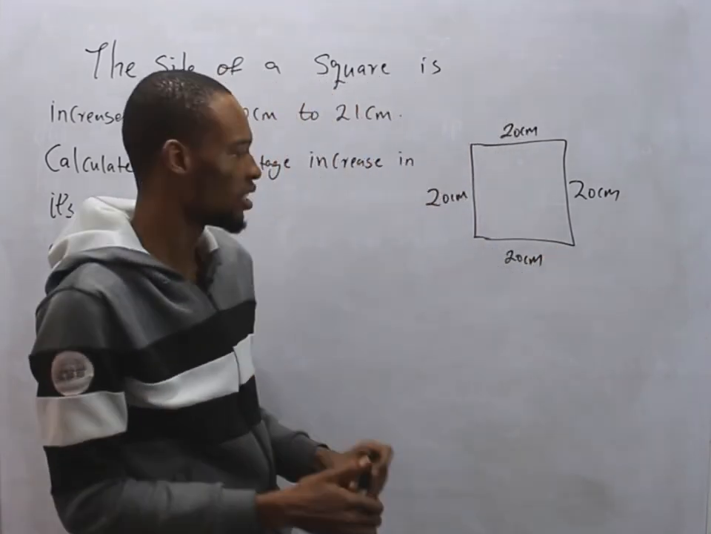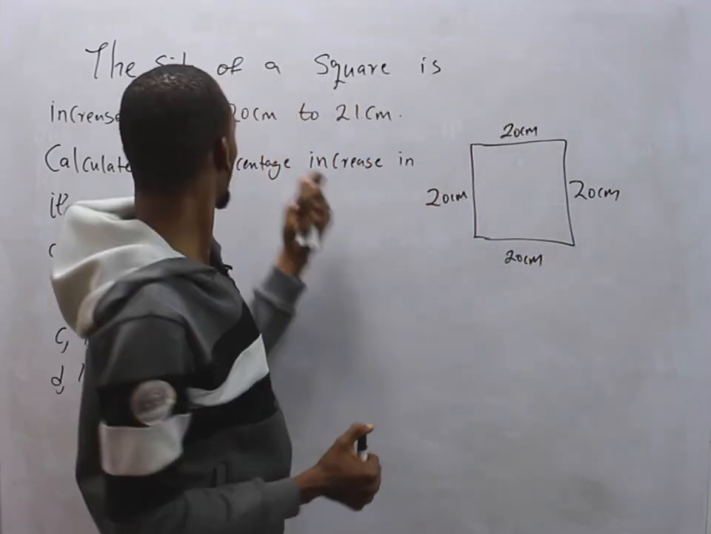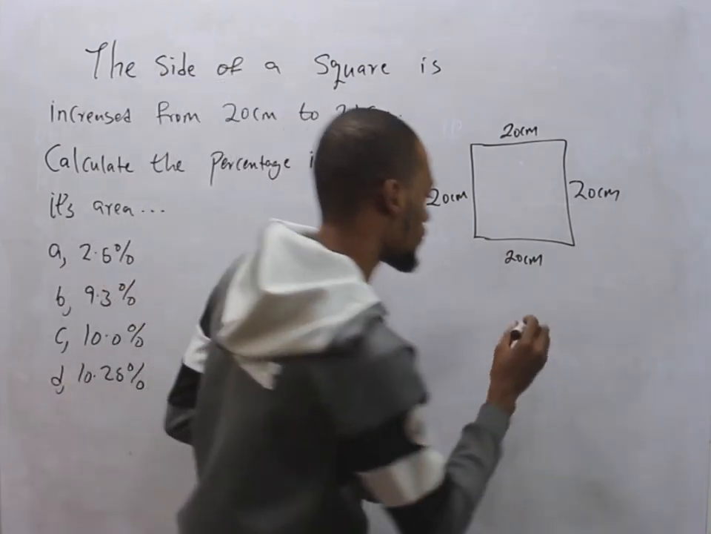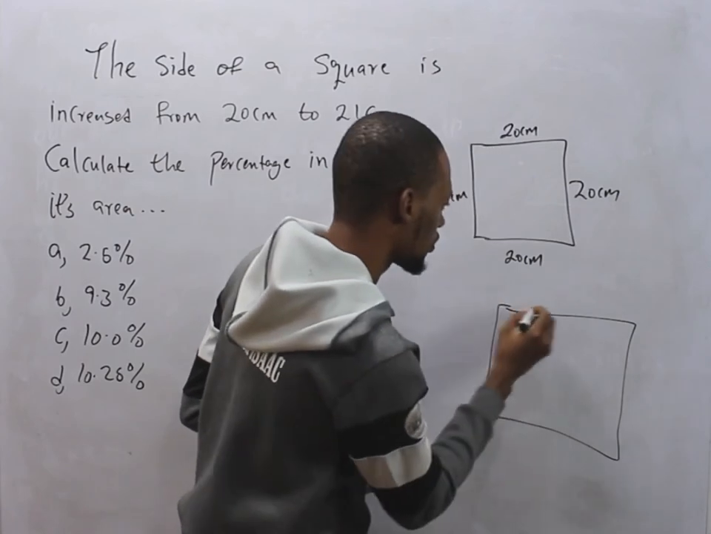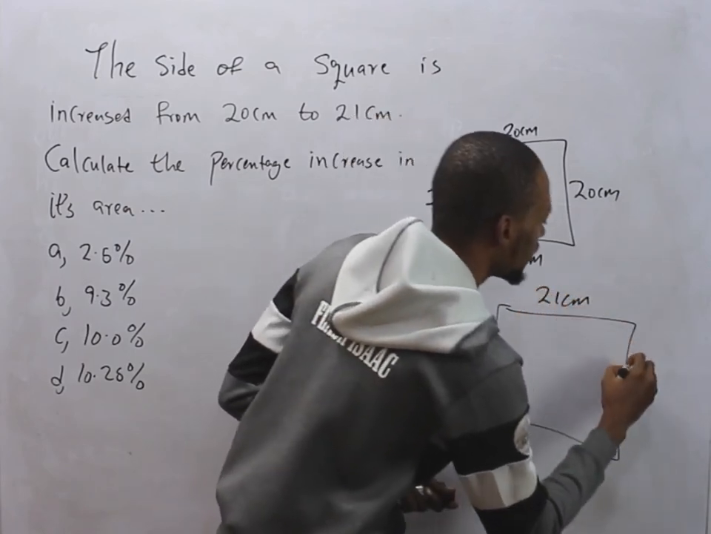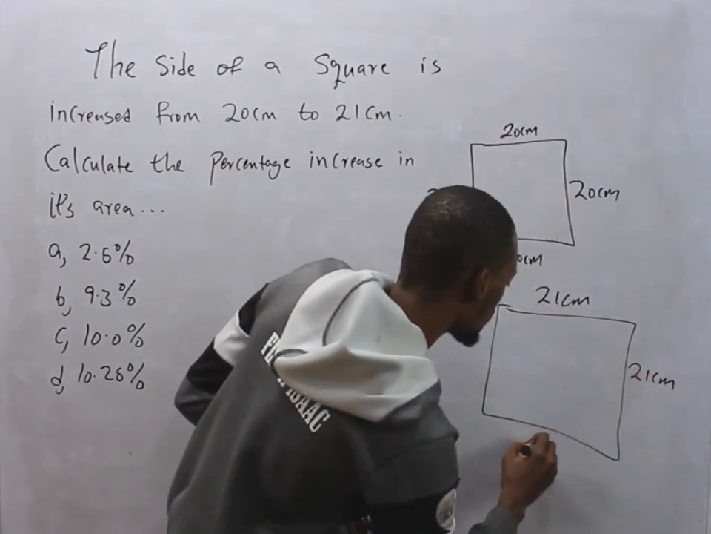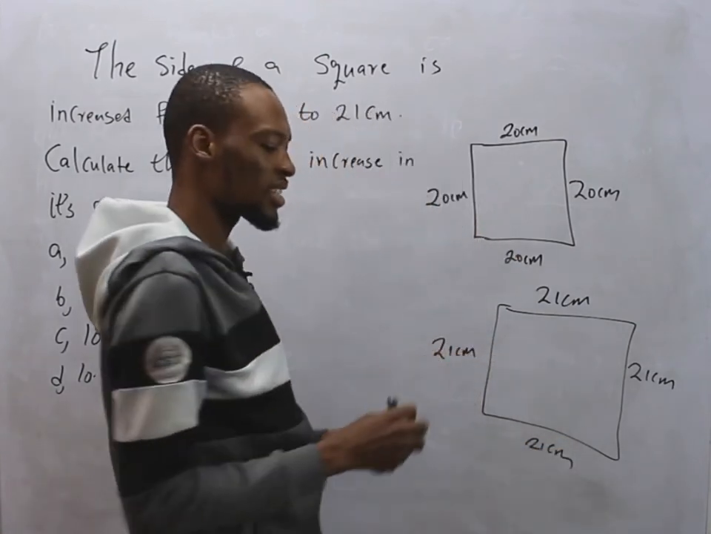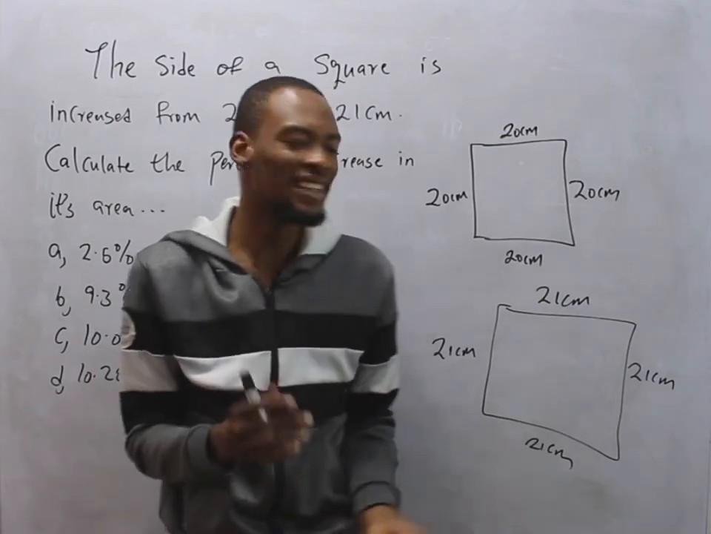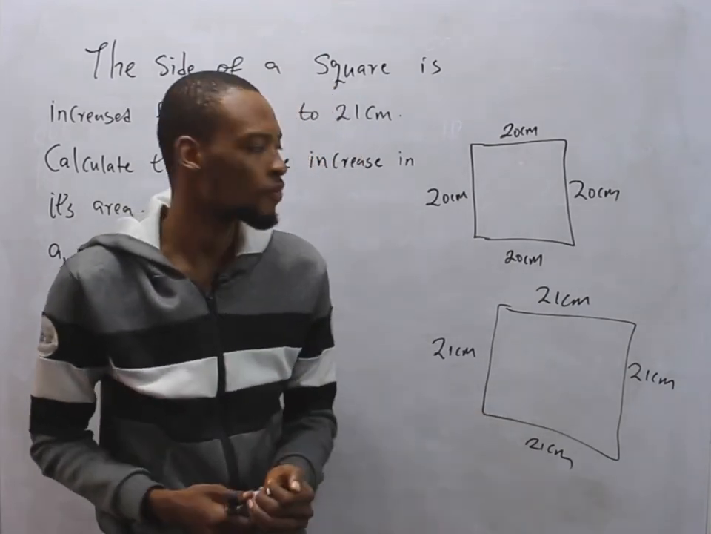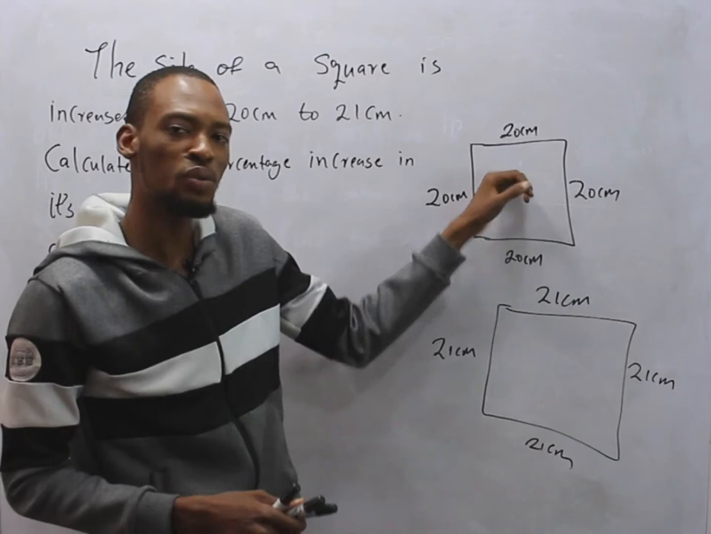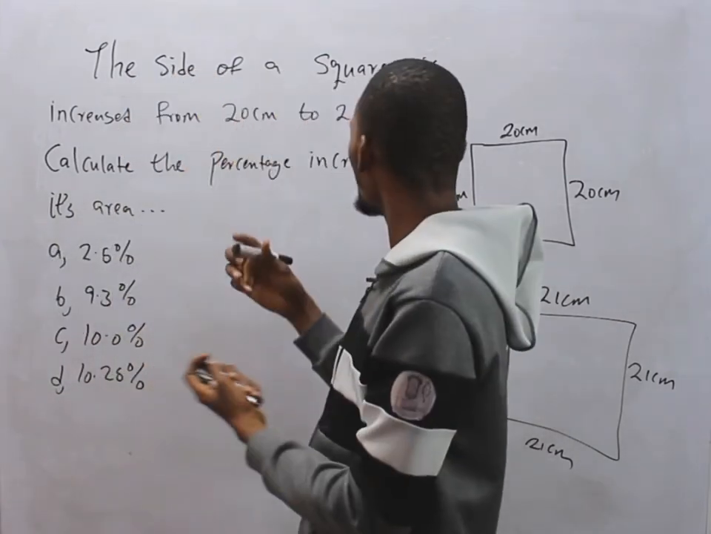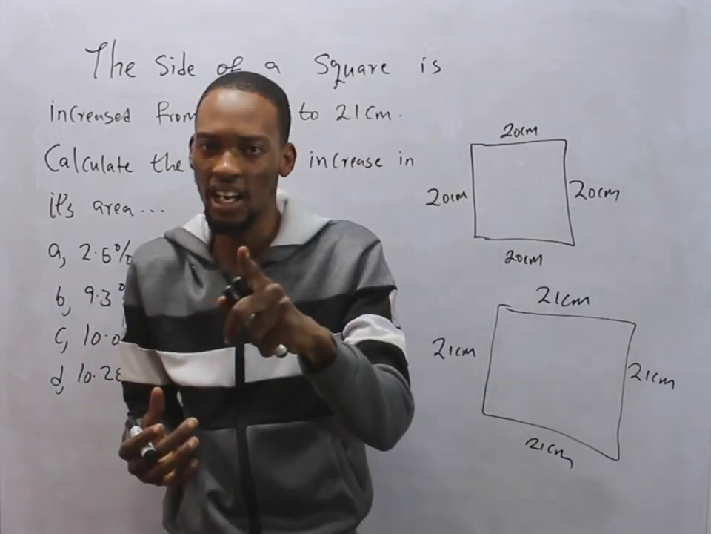20 cm. Now we are told that this was the square. Now the side was increased, so it now became 21 centimeter, because once we increase one side, every other side increases and they are equal. That is a square. So this is the initial square and the final square. They said, what is the percentage increase in its area?